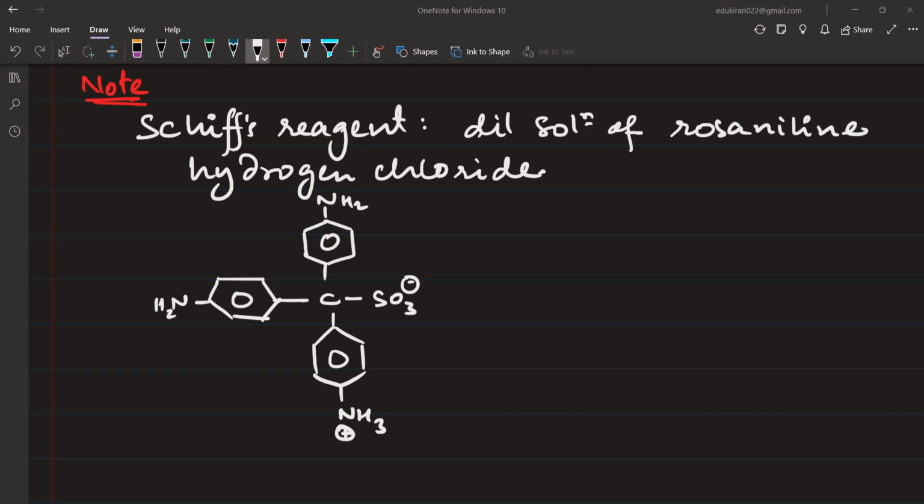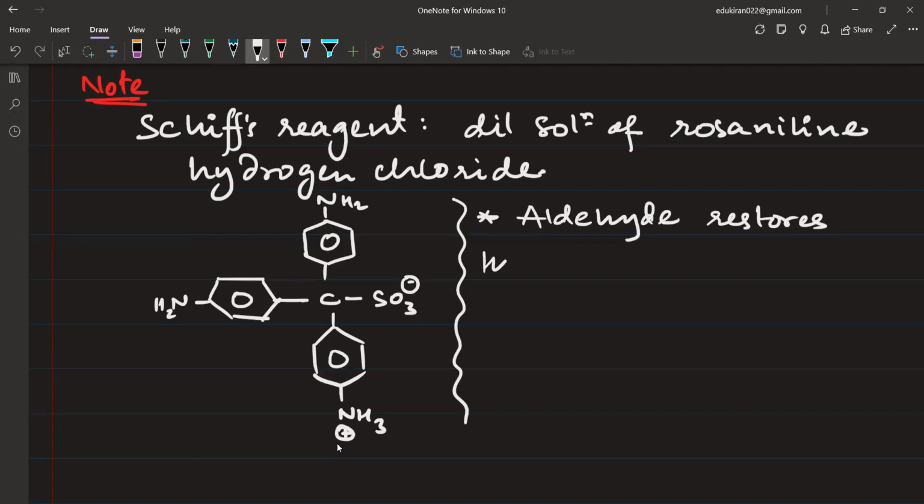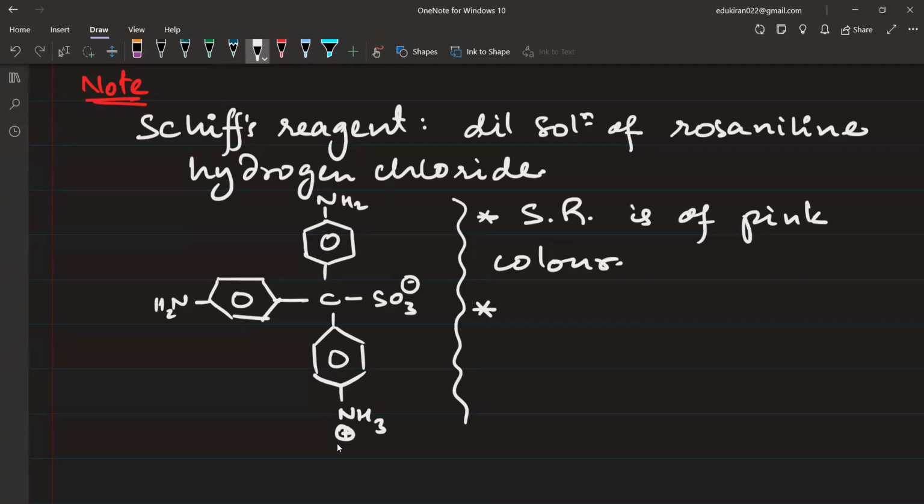अच्छा, Schiff's test में आपके पास होता है क्या? This is the Schiff's reagent. Please write next. Aldehyde restores the pink color. एक सेकंड पहले आपको बताते हैं, आपको रीस्टोर का मतलब नहीं पता चलेगा. Schiff's reagent is of पिंक कलर. किस कलर का होता है? पिंक कलर का होता है. ठीक है, राइट नेक्स्ट.